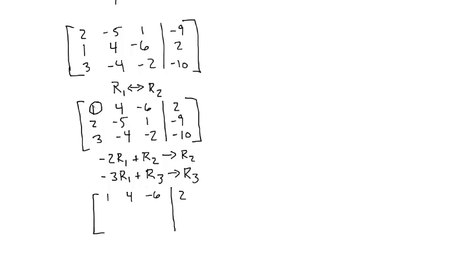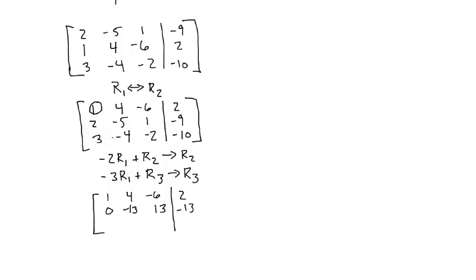And now, negative 2 times 1 is negative 2, plus 2 is 0. Negative 2 times 4 is negative 8, minus 5 is negative 13. And then, negative 2 times negative 6 is 12, plus 1 is 13. Negative 2 times 2 is negative 4, minus 9 is negative 13.